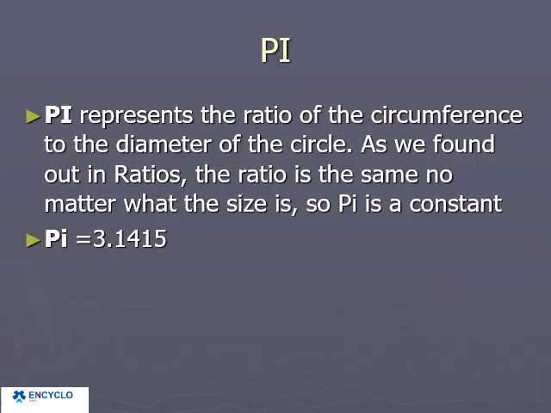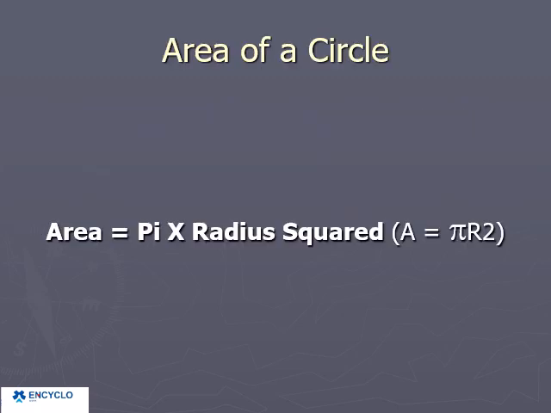Pi, approximately 3.1415, is a constant ratio of the circle's circumference to its diameter. To calculate the area of a circle, use the formula area equals pi times radius squared.